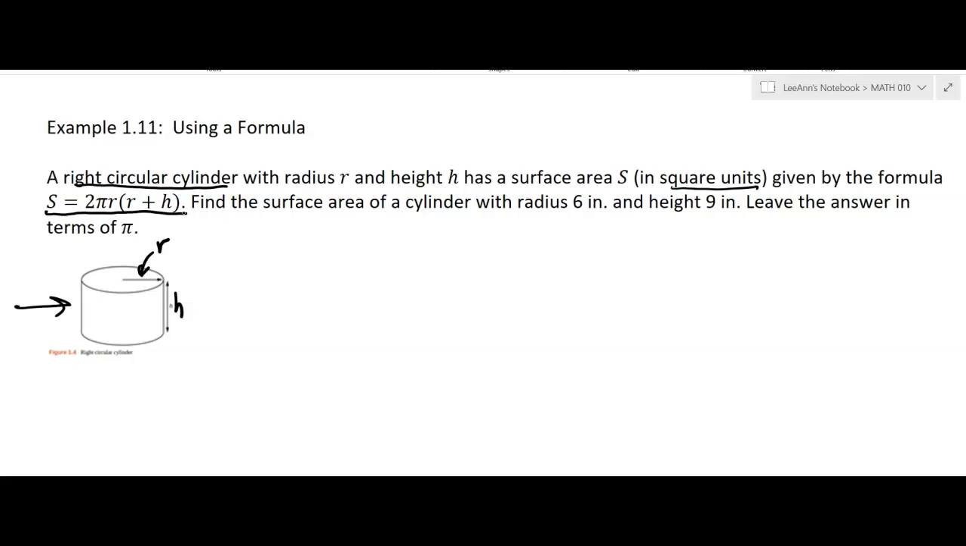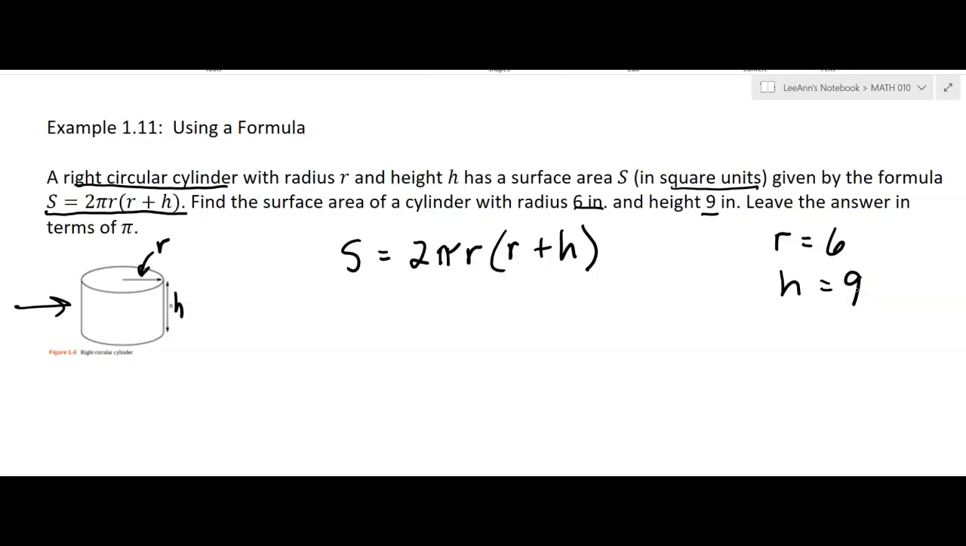So here's our formula. I'm going to write it down. Usually if they give you a formula, you're going to want to write it down. So the surface area is equal to 2 pi r times r plus h. Now, I could go through and make a long video and tell you where that formula comes from, but I won't. Okay, it says find the surface area of a cylinder with a radius of 6. So they tell me r is 6 inches, and a height of 9. The height is 9 inches.